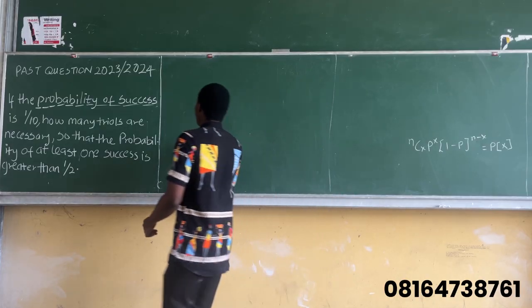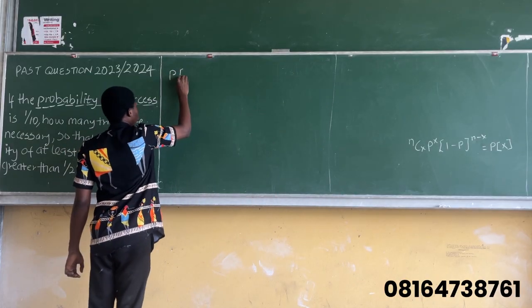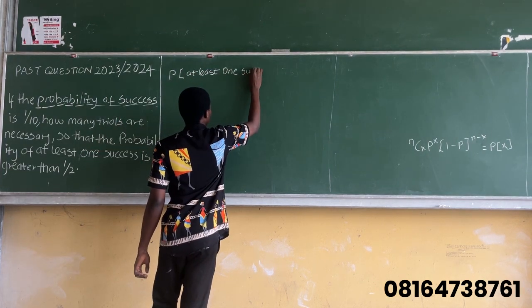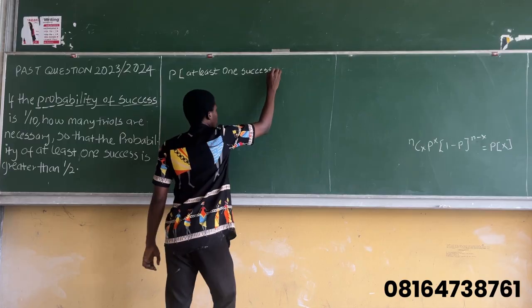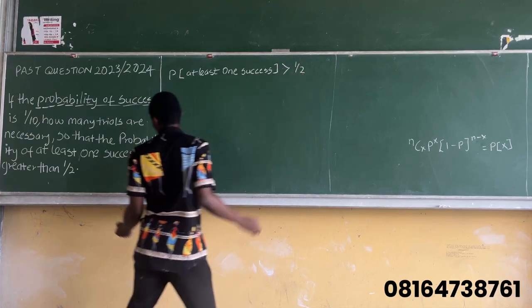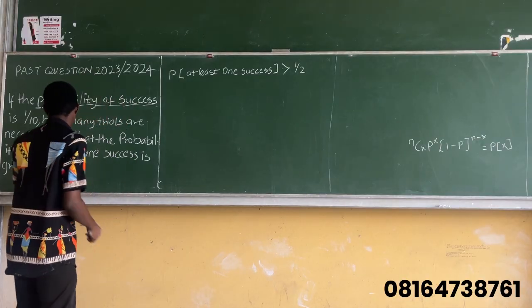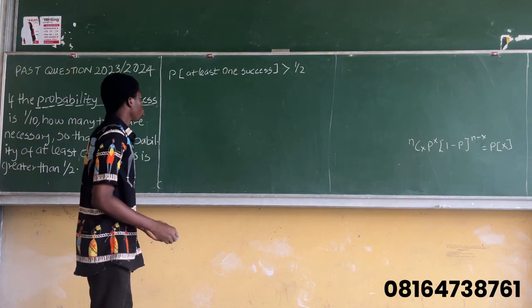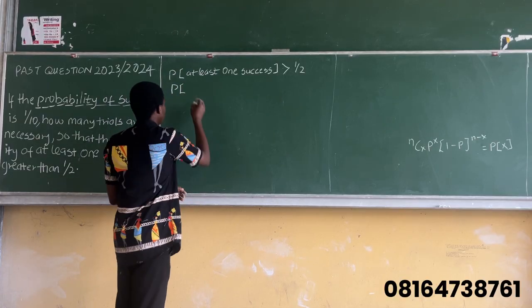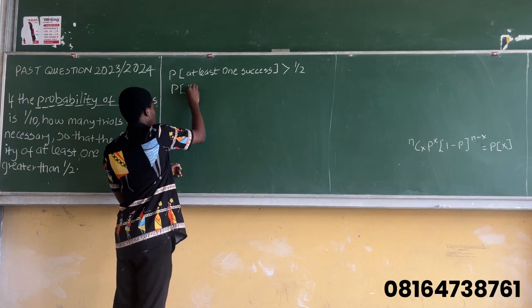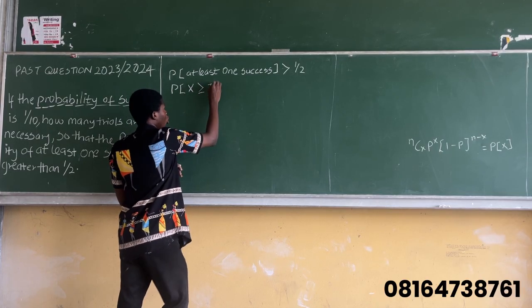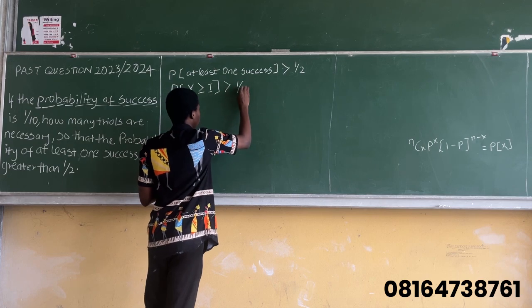So let's write out our first statement. The probability of at least one success should be greater than 1 over 2. We are reading the question: at least one success is greater than 1 over 2. So now, let's write that out in normal inequality sign. The probability of x, at least 1, should be greater than or equal to 1, should be greater than 1 over 2.